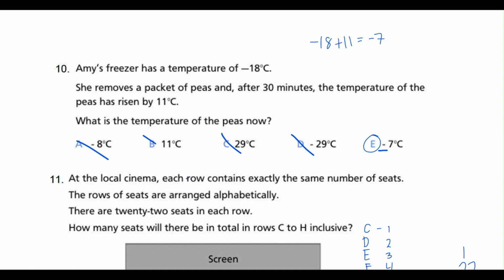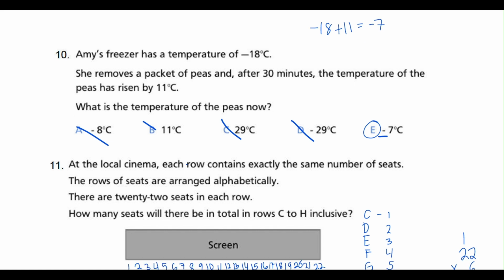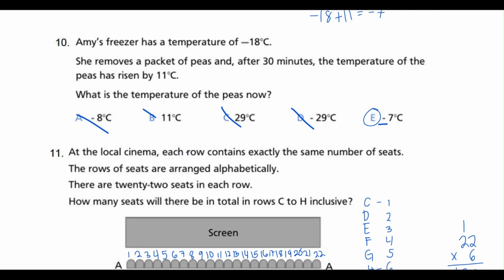This question involves working with negative numbers. We start at minus 18 degrees Celsius. The temperature goes up, so we need to add. The calculation is minus 18 plus 11. Think of a number line. You're starting at minus 18 and moving 11 steps towards the right, which is the positive direction. If you move 11 steps closer to 0 from minus 18, you'll land on minus 7. So the new temperature of the peas is minus 7 degrees Celsius.